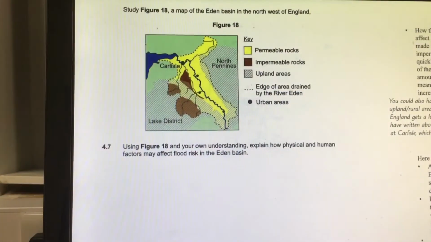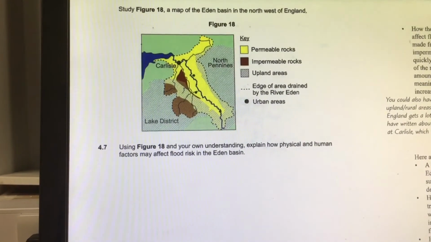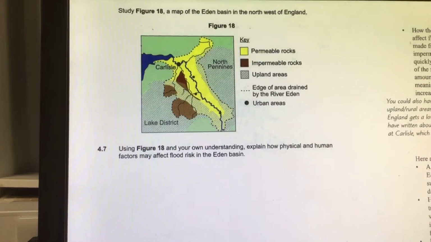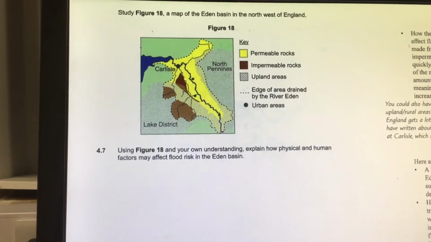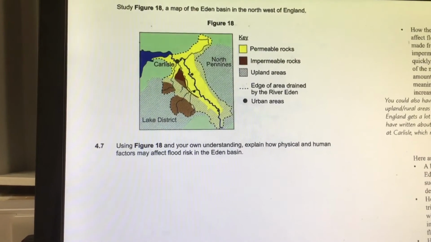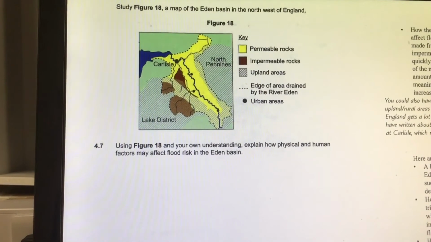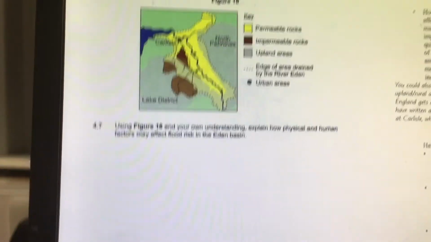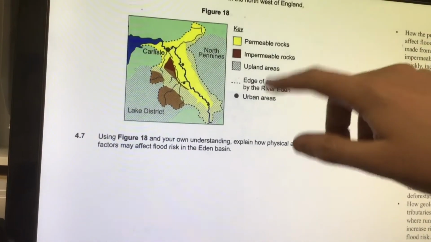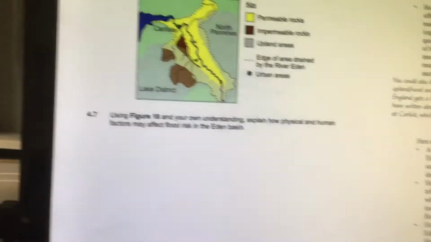Last one. So last question on the paper, and it'd be rude not to have another figure. So study figure 18, a map of the Eden Basin in the northwest of England. It says, using figure 18 and your own knowledge, explain how physical and human factors may affect flood risk in the Eden Basin. It gives you a few important things in the key here which should definitely benefit you.